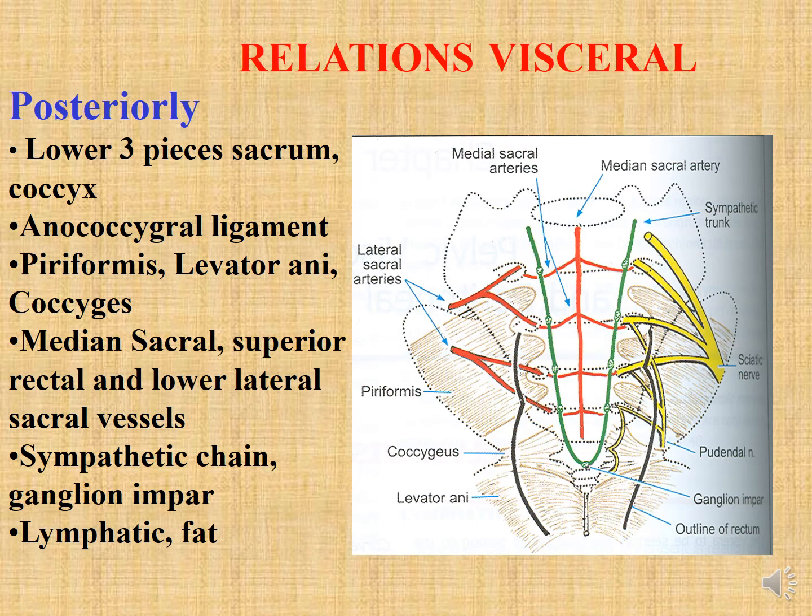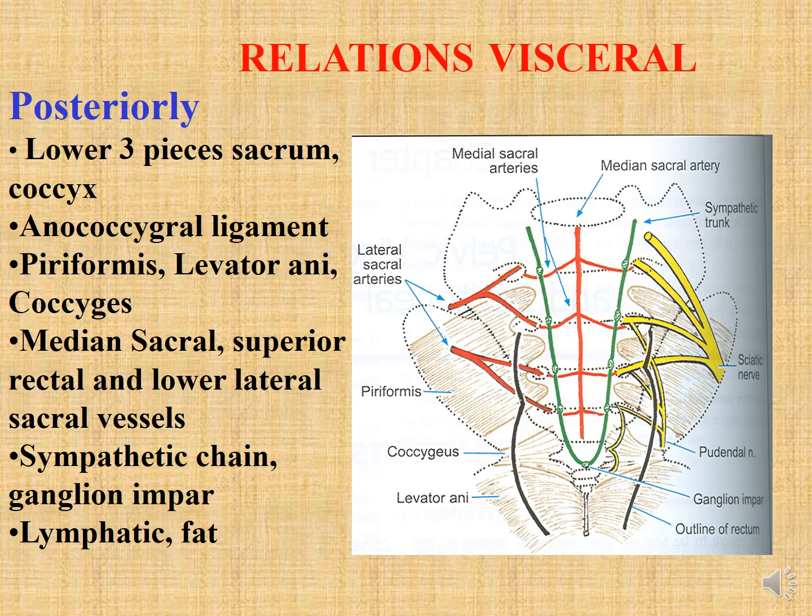So coming to the posterior relations of the rectum, which are the same in both males and females. We have already talked about how the rectum lies anterior to the sacrum. So the bony structures are three pieces of the sacrum and coccyx, as you can see in the diagram. Then there is a ligament, the anococcygeal ligament. Muscles are piriformis, levator ani, and coccygeus. And then there are certain vessels.